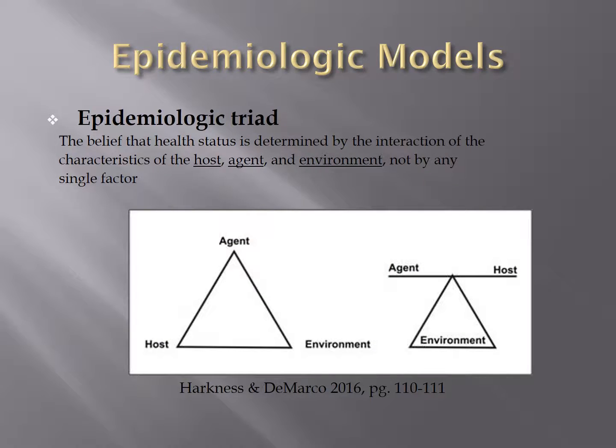The community health nurse and epidemiologists alike use epidemiologic models as frameworks for health status investigation. The first model is the epidemiologic triad. Within the epidemiologic triad, the belief is that health status is determined by the interaction of characteristics of the host, agent, and the environment, and not by any single factor.